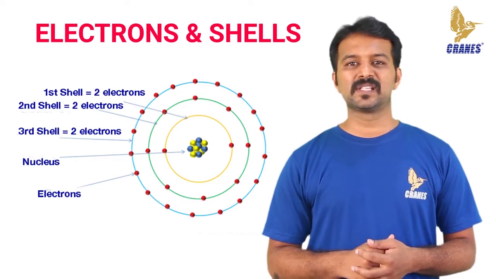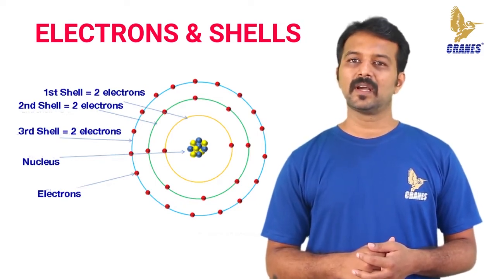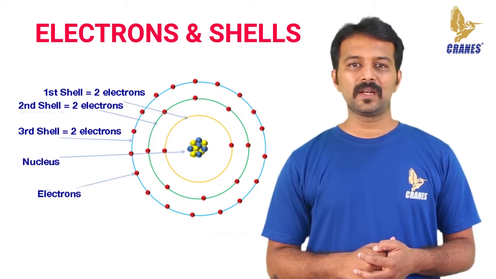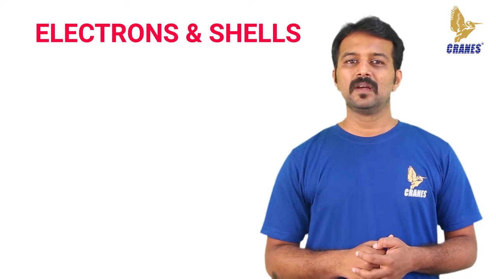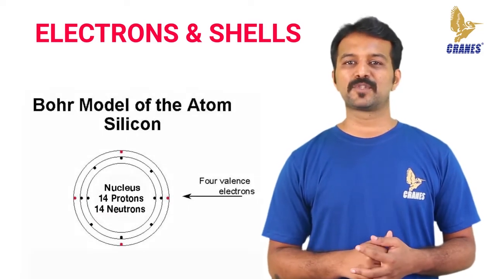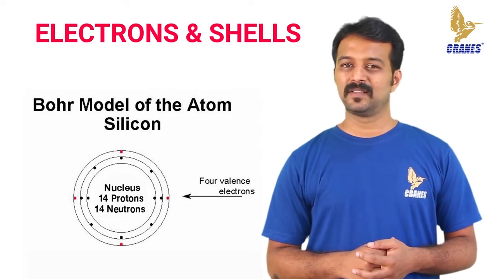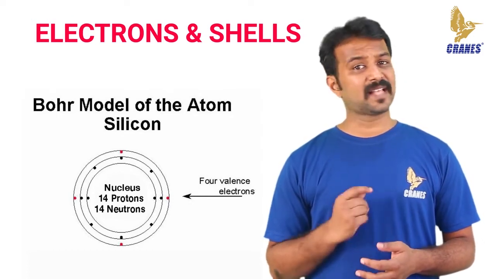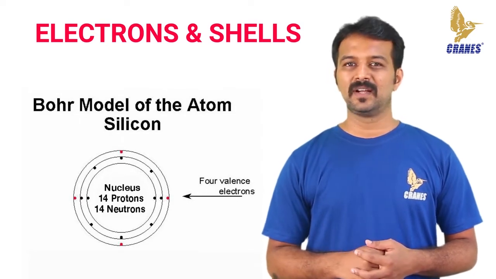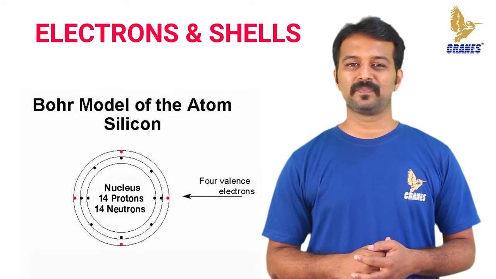Energy levels in the shells are designated 1, 2, 3 and so on, with 1 being the closest to the nucleus. Let's now look at the Bohr model of the silicon atom. Notice that there are 14 electrons surrounding the nucleus, with exactly 14 protons and usually 14 neutrons in the nucleus.